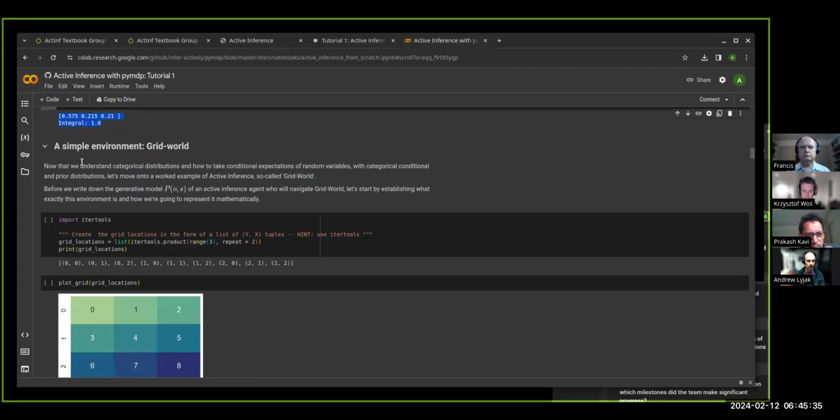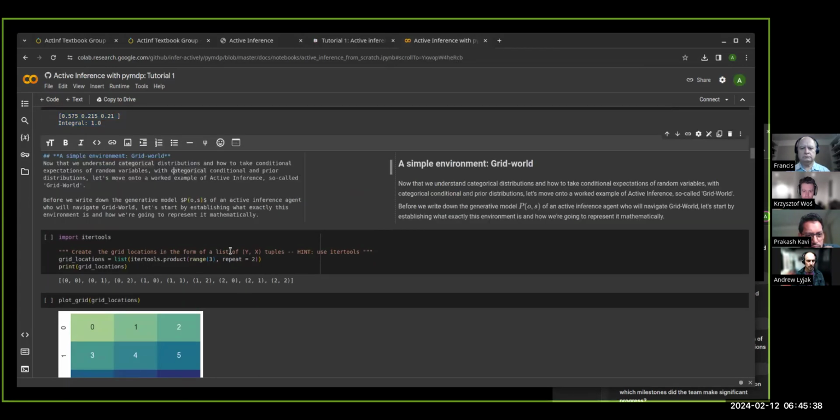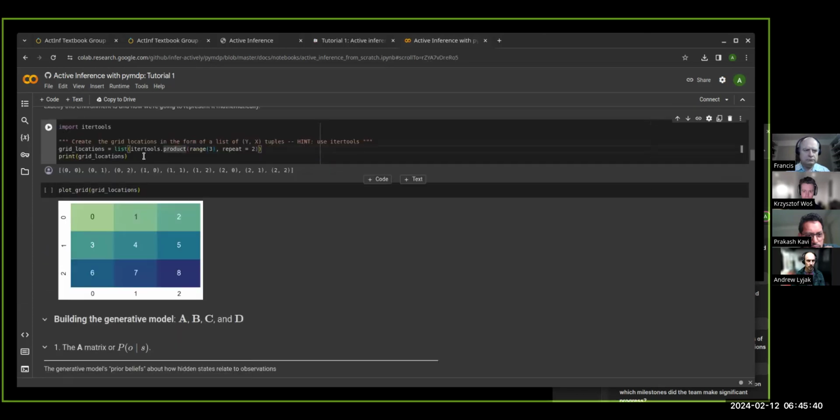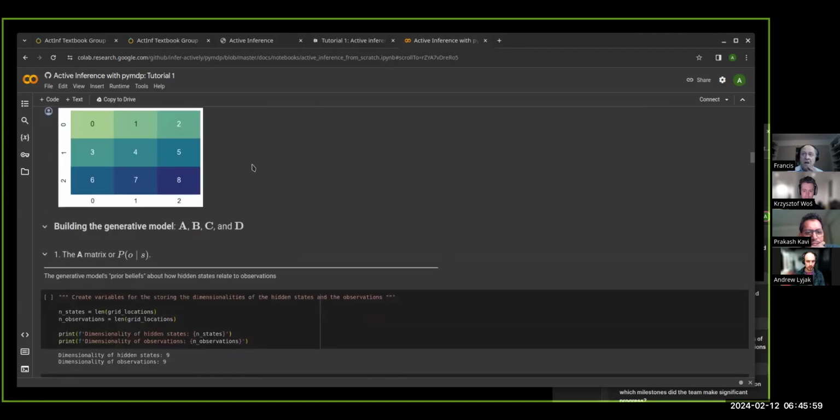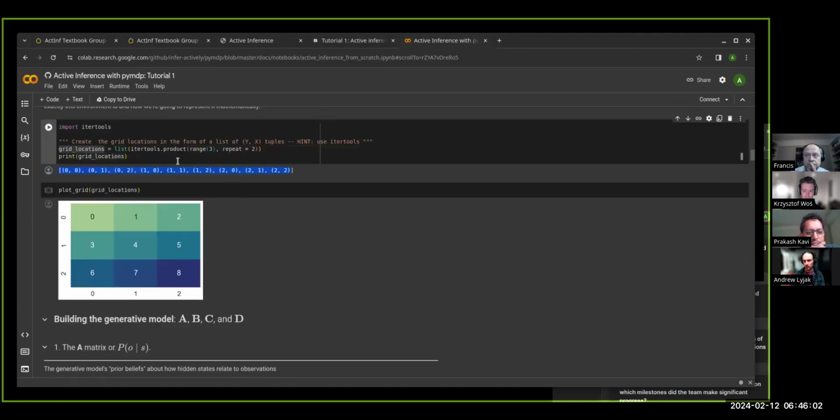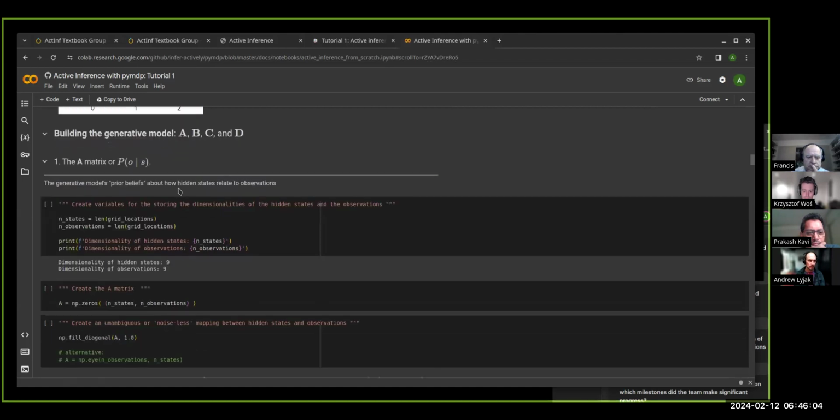Now they're going to go into grid world. Okay. The grid is specified. It's a 3x3 grid that's specified as this set of ordered pairs. And then it's visualized with their graphing function. So that's the generative process. That's basically the environment being specified. Now, just like for other discrete time active inference agents, what there is to specify is A, B, C, and D.